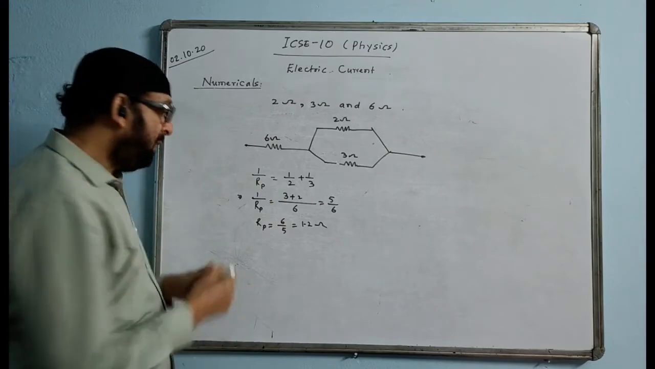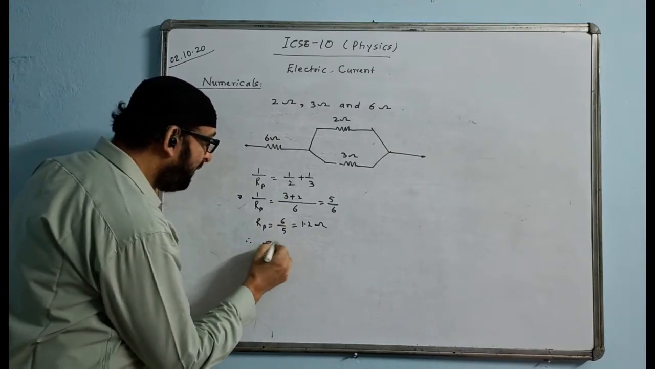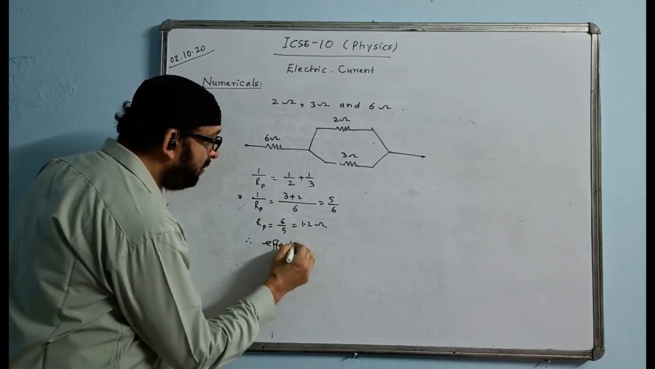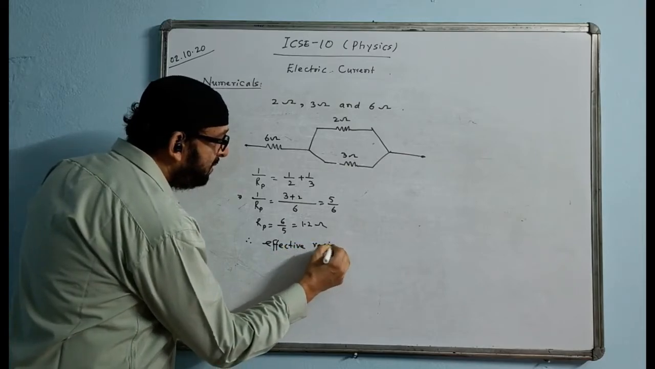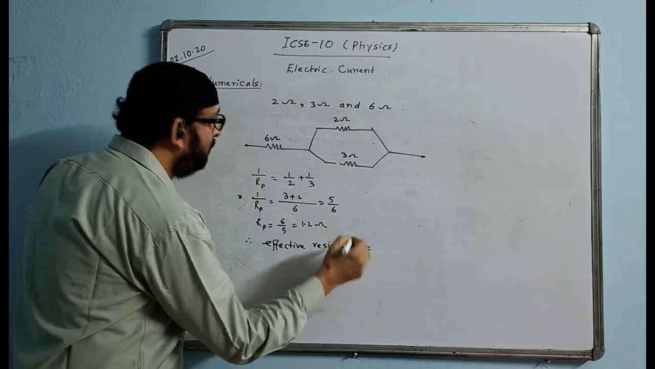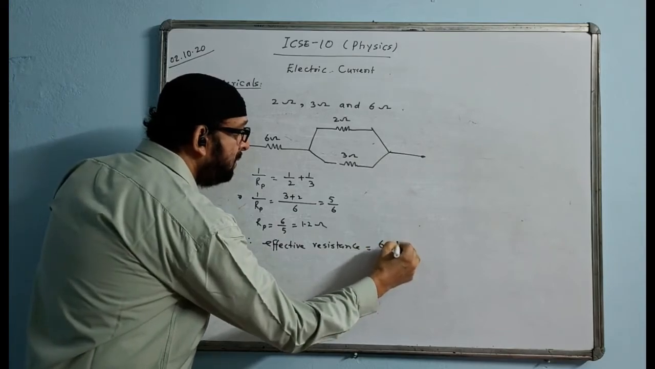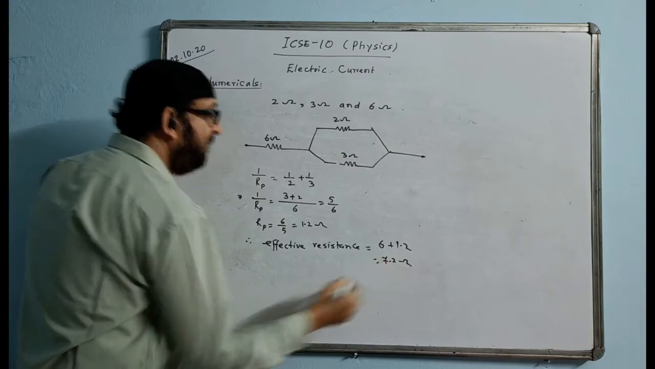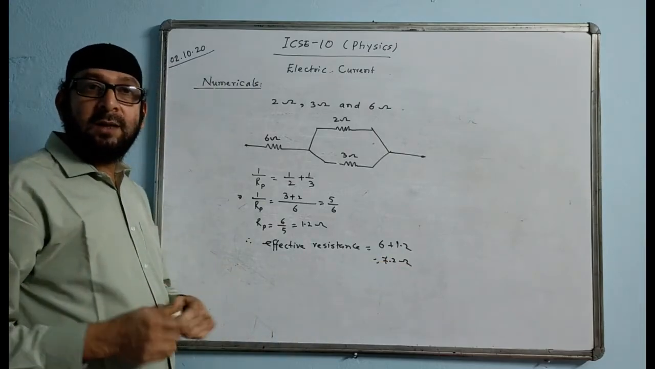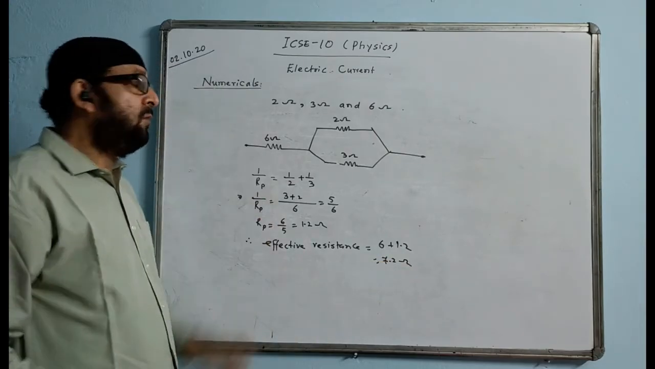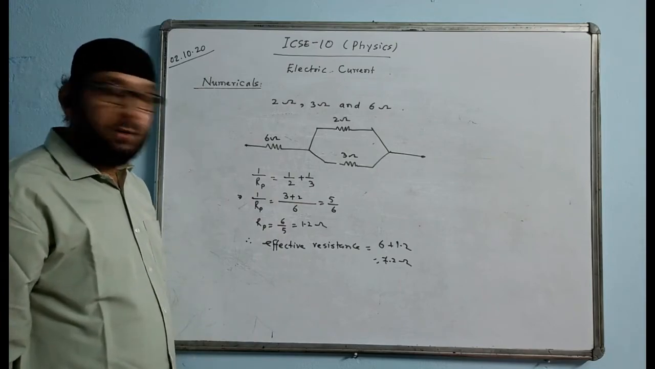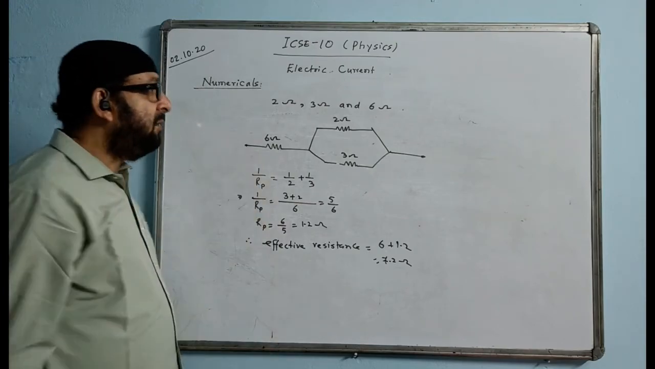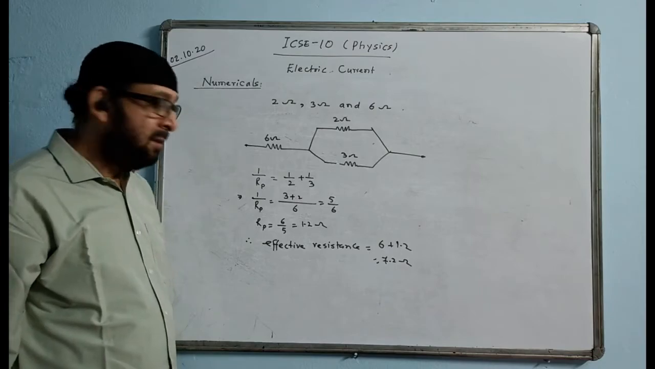That is correct. Therefore, the total resistance or effective resistance, effective and total is all the same. Effective resistance will be equal to 6 plus 1.2. The answer is 7.2 ohm, which is more than 6 but less than 8. So, this is also a 1 year ICC question. So, I think we have discussed enough questions on resistances.